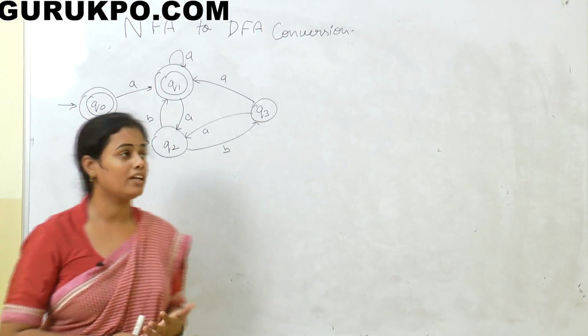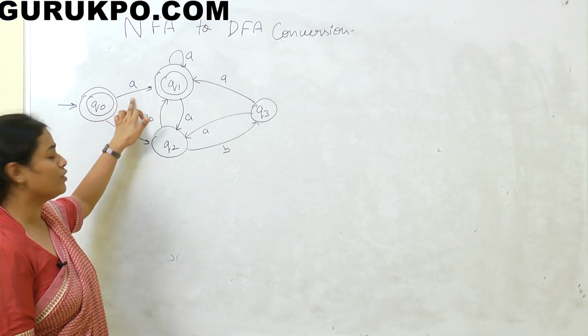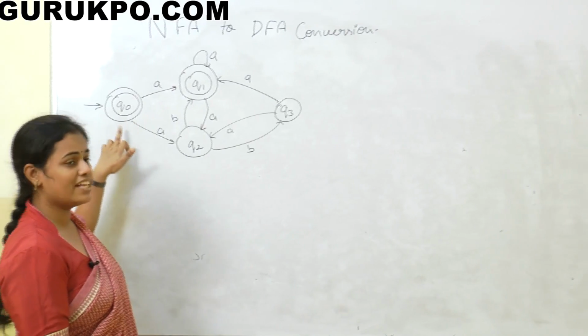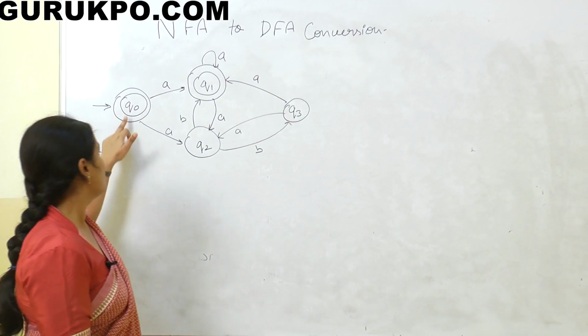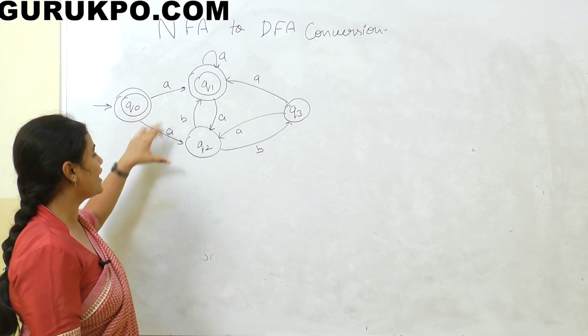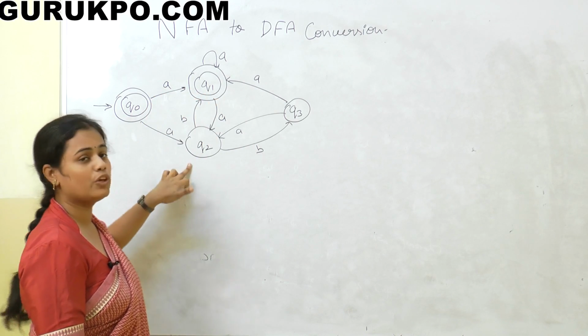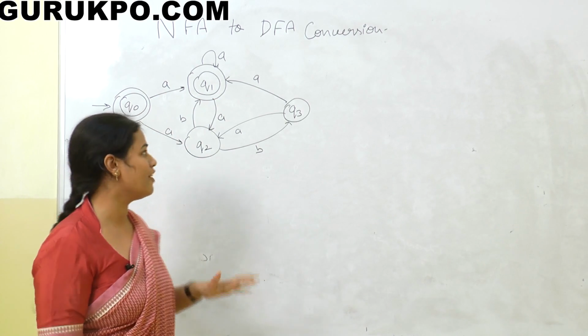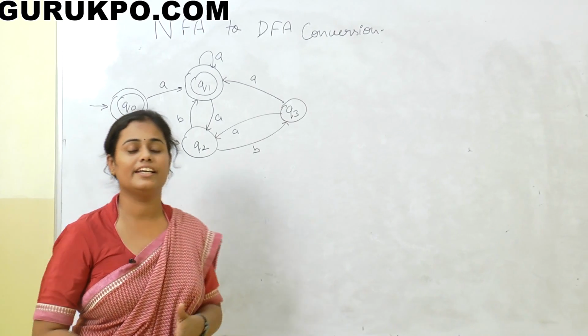Non-deterministic finite automata: for the same input from a single node, we have more than one output. As we can see in this example, for the node Q0, when we are giving the input A, we are getting two outputs, Q1 and Q2. In this way, this is an NFA. That is why we are converting it to a DFA.